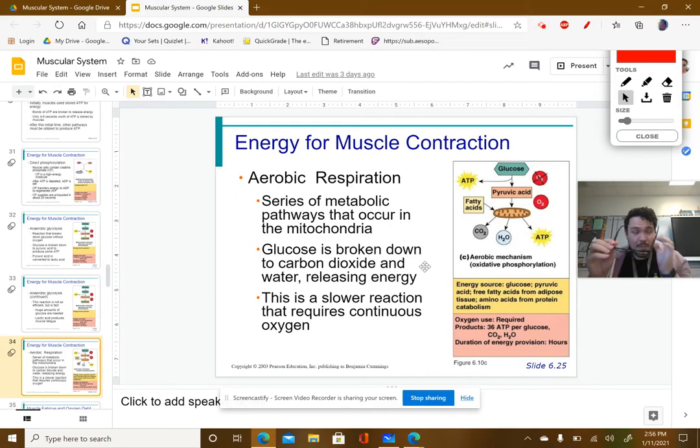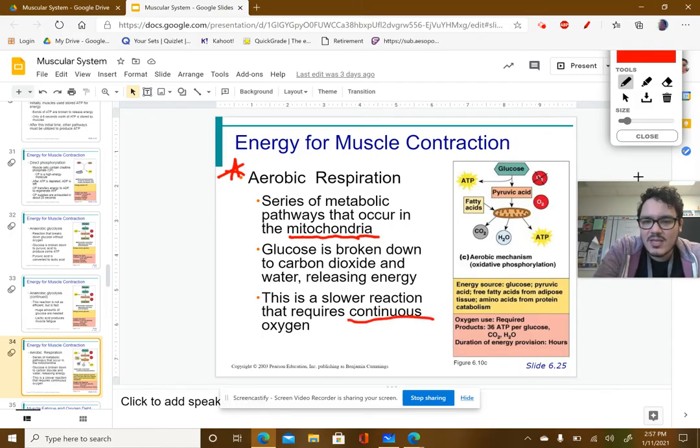The best method, without a doubt, of making energy in your body, or ATP as we call it, is going to be the aerobic pathway or aerobic respiration. It's a series of metabolic pathways that occur in the mitochondria. Remember, the powerhouse of the cell, as we like to call it. It's called the powerhouse because it makes a ton of ATP. Glucose is broken down to carbon dioxide and water, releasing energy. Of course, we breathe the carbon dioxide out because it's a waste product. This is a slower reaction that requires continuous oxygen. Key words here: this entire reaction needs oxygen.